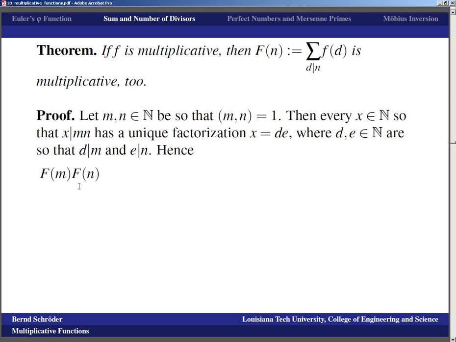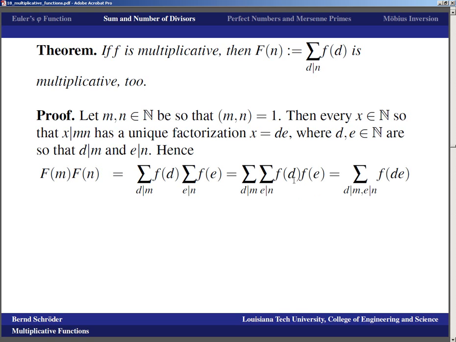And so that means if I take F of m times F of n, well, that's the sum over all d that divide m of f of d, times the sum over all e that divide n of f of e. And I can pull the sums out. I get f of d times f of e. Now these two don't have common divisors, so that means f of d times f of e is f of d times e, and the sum is over all d that divide m and e dividing n. But if I already have them multiplied together, then when I sum over all d that divide m and all e that divide n, I'm basically just summing over all divisors of m times n. So this is the sum over all x dividing m times n of f of x, and that's capital F of m times n, and that's it for this one.